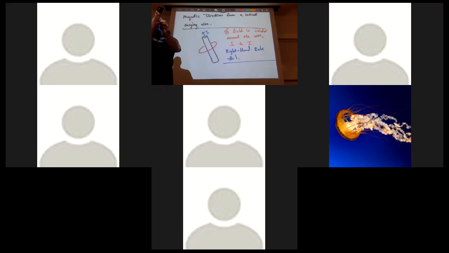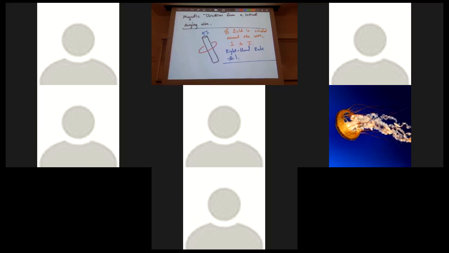I would basically grab the wire with my thumb pointing in the direction of the current and my fingers then wrap around in the direction of the magnetic field. So if I was looking at it like this, it would be going in the counterclockwise direction. So this is right hand rule number one.